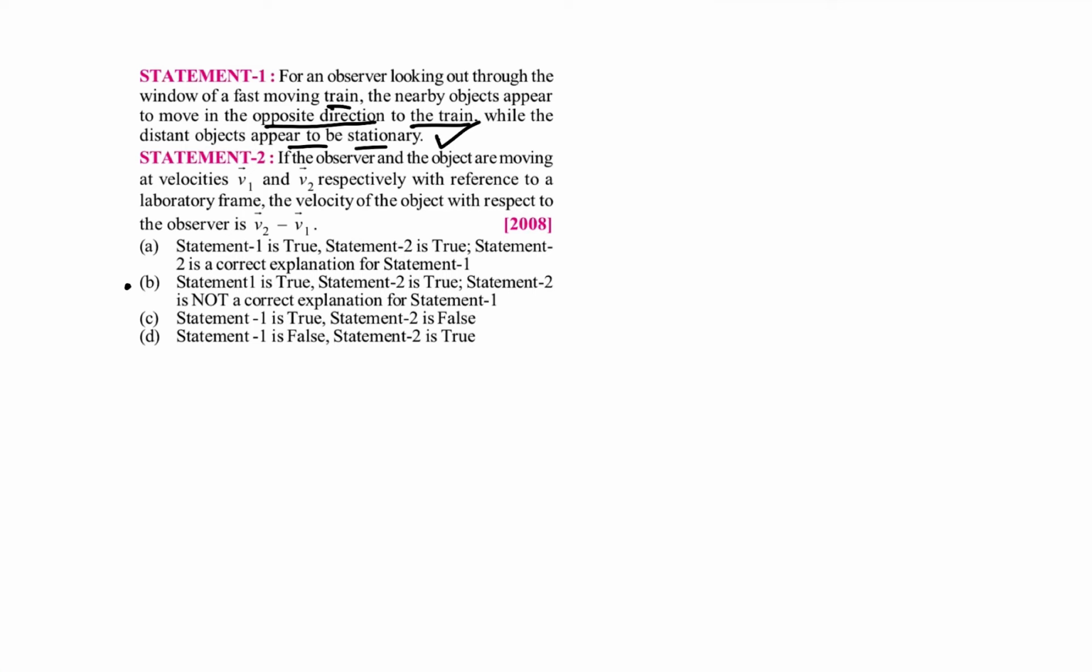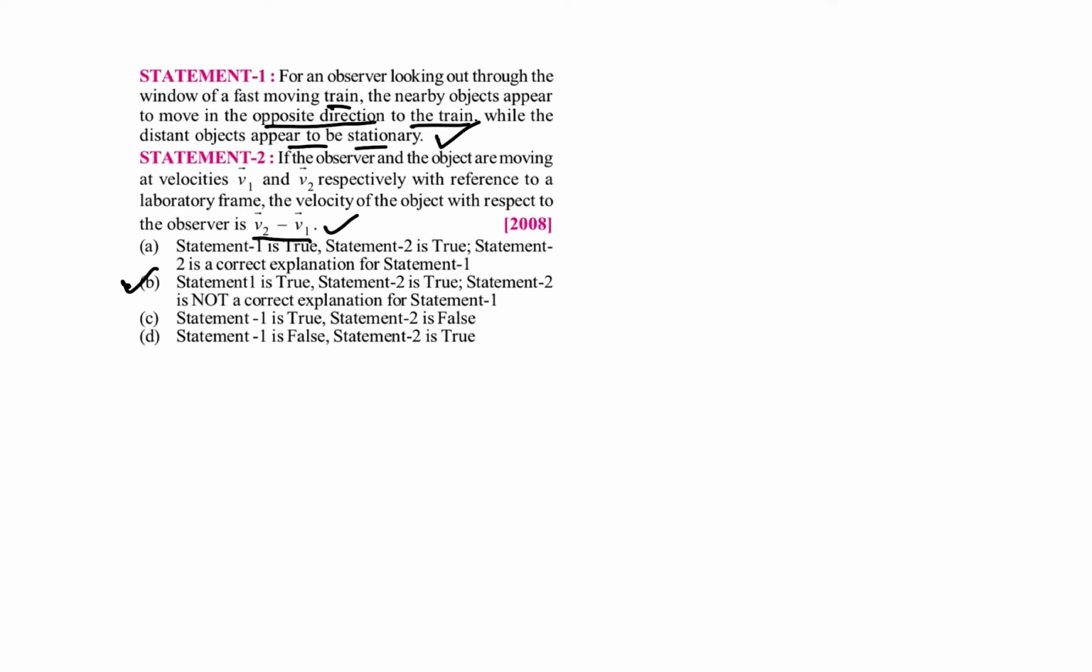If observer and objects are moving at velocities v1 bar and v2 bar respectively, with reference to a laboratory frame, means with respect to ground also you can say, the velocity of object with respect to the observer is v2 bar minus v1 bar. That is also correct only. But whether it is the correct explanation or not, we have to see. The correct explanation is not that actually. What should be the correct explanation?